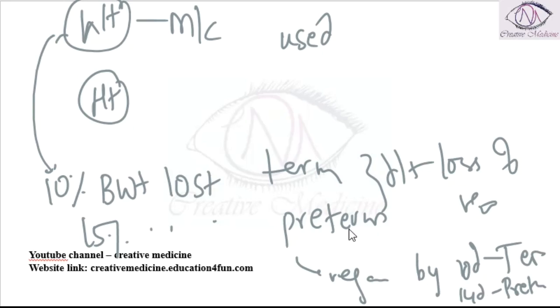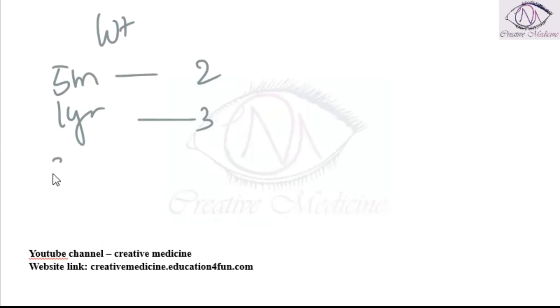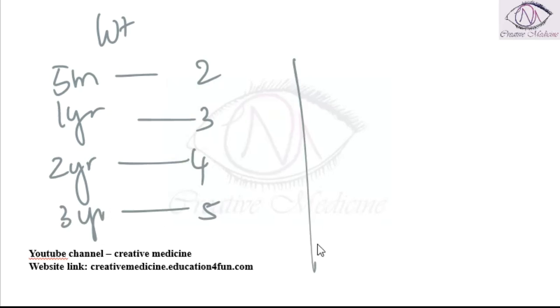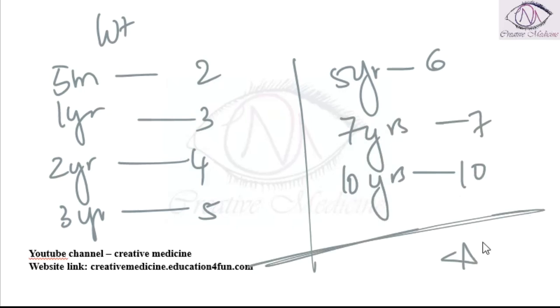Weight compared to the birth weight: by 5 months the weight doubles. By 1 year the weight becomes 3 times the birth weight. By 2 years the weight becomes 4 times the birth weight. By 3 years the weight becomes 5 times the birth weight. By 5 years the weight becomes 6 times the birth weight, by 7 years the weight becomes 7 times the birth weight, and by 10 years the weight becomes 10 times the birth weight.